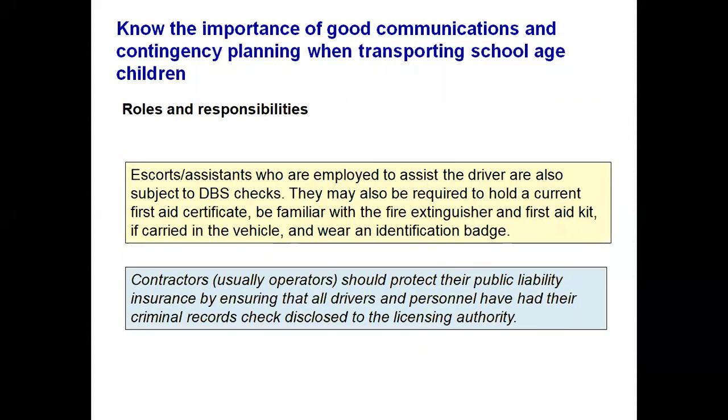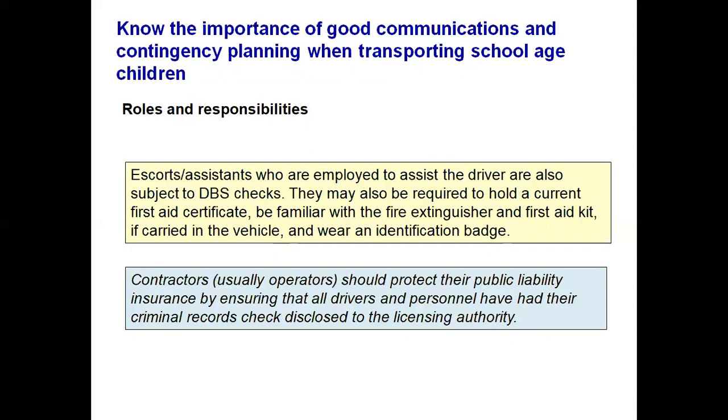Should you have an escort or assistant, they're employed to assist the driver. They're also subject to that DBS check. In some areas, they may have to go on a day's safeguarding course, as does the driver. They may be required to hold a current first aid certificate. They have to be familiar with the fire extinguisher and the first aid kit, if there's one carried in the vehicle. And they must also wear their identification badge that is issued by the LEA.